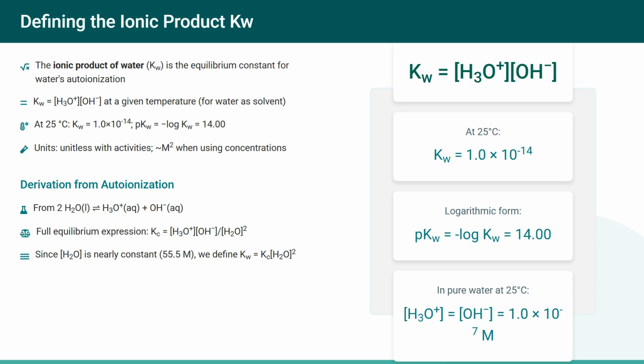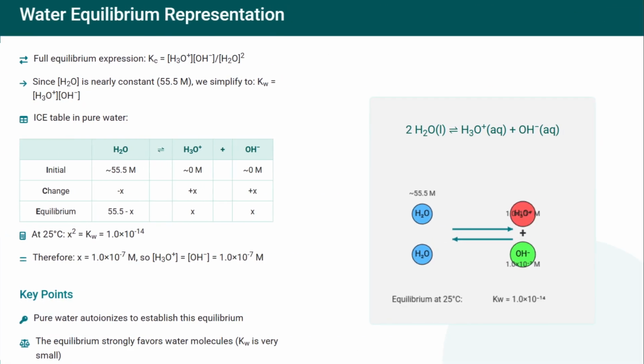Let's represent this water equilibrium more clearly. The full equilibrium expression is Kc equals H3O+ times OH- divided by H2O squared. But since H2O is nearly constant at 55.5 molar, we simplify to the famous equation Kw equals H3O+ times OH-.